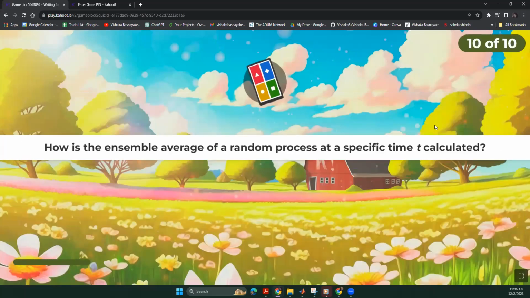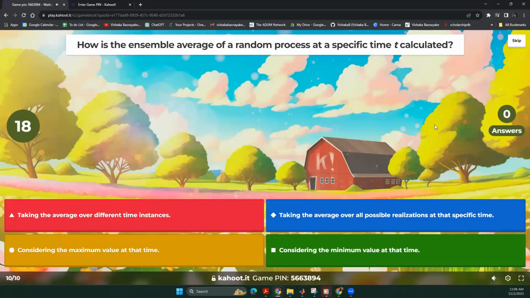So next question, the last one. How is the ensemble average of a random process at a specific time t calculated? Taking the average over different time instances, taking the average over all possible realizations at that specific time, considering the maximum value at that time, or considering the minimum value at that time.